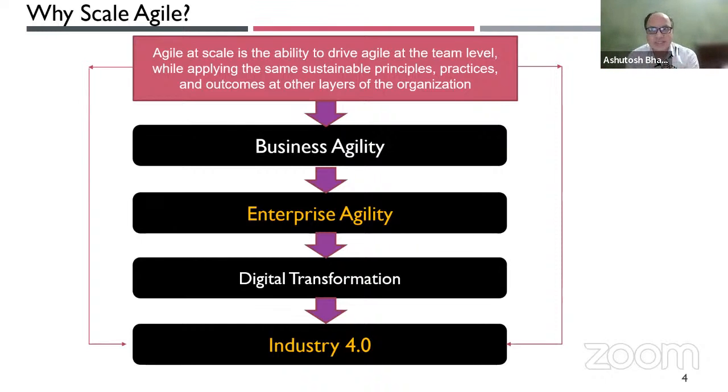So this is what we call Industry 4.0. This is the model we have, the business agility or business transformation model. Right? So this is how agile has evolved over the years, how the agile practices have moved in over the years.